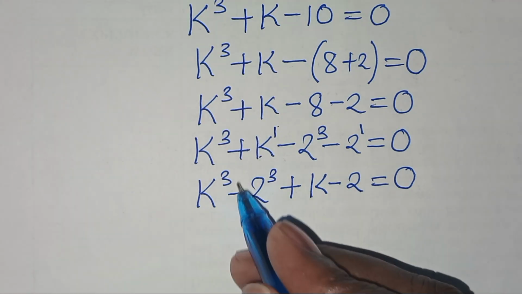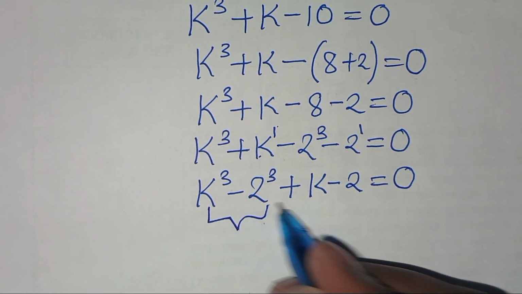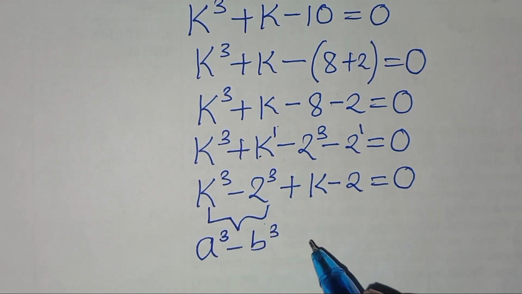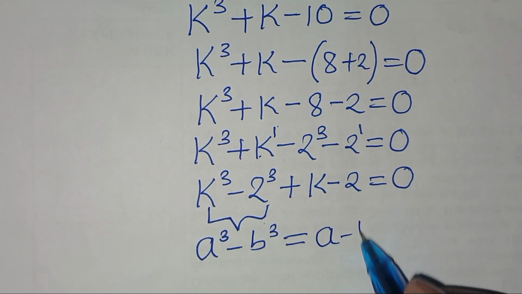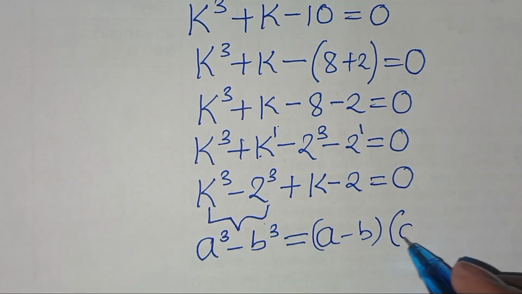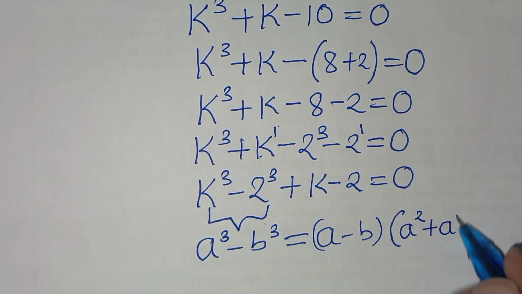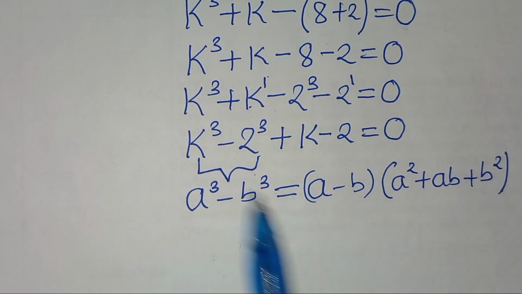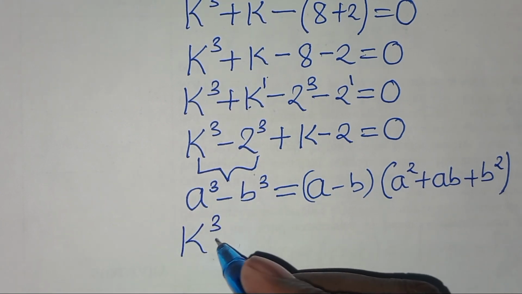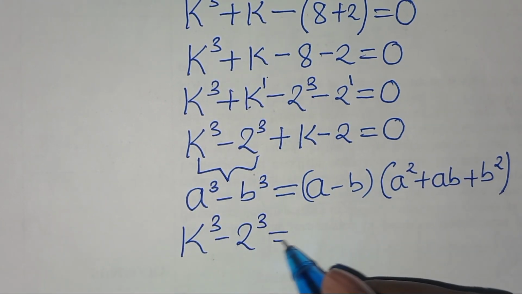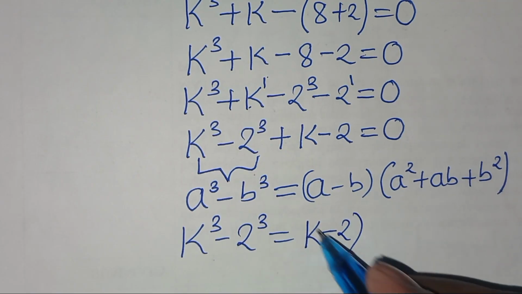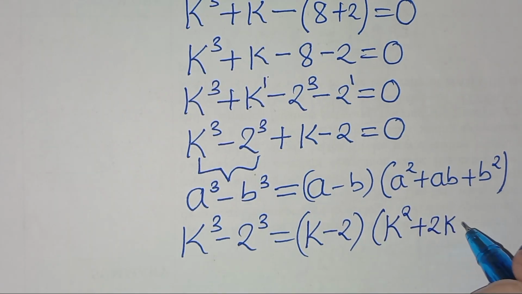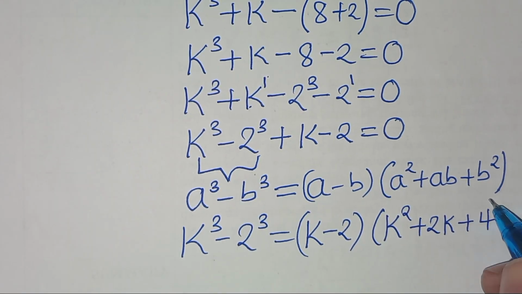Now, k to power 3 minus 2 to power 3 is the difference of two cubes, expressed as a to power 3 minus b to power 3, which we can express as a minus b times a squared plus a times b plus b squared. So k to power 3 subtract 2 to power 3 can be expressed as k minus 2 times k squared plus 2k plus 2 squared, which is 4.